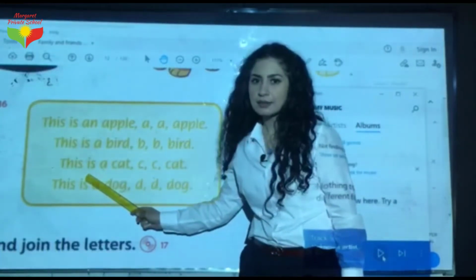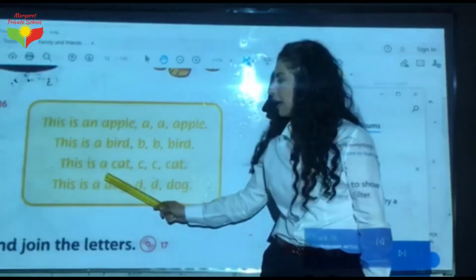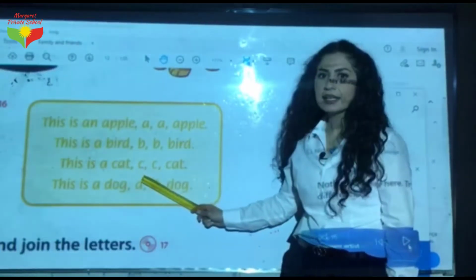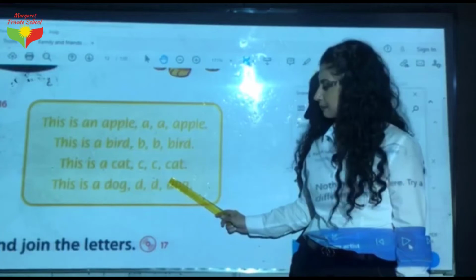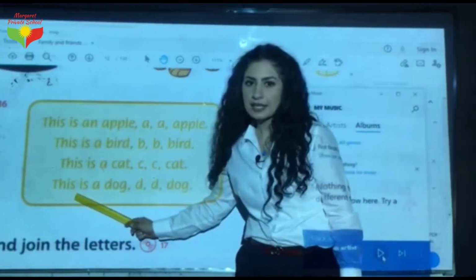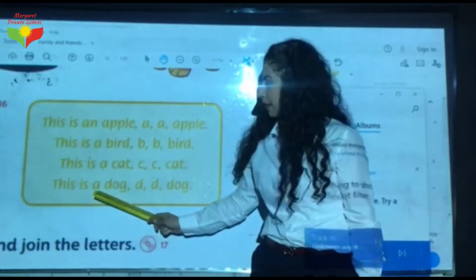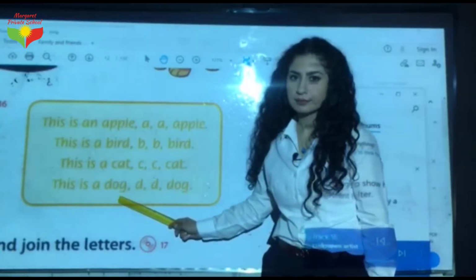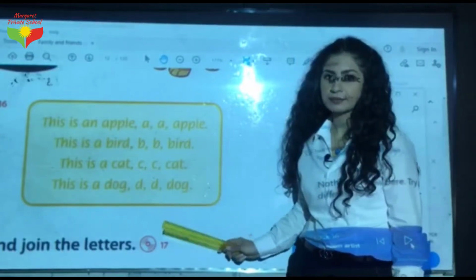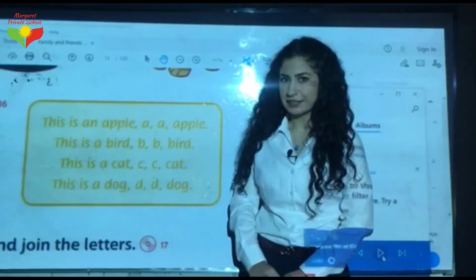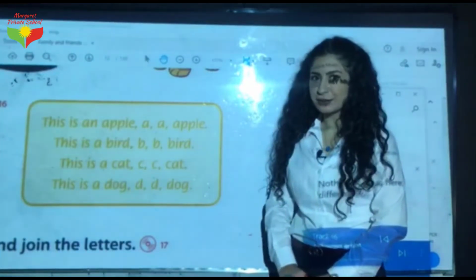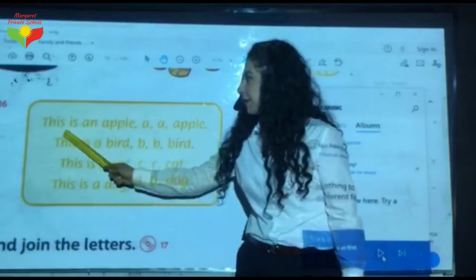This is a cat. Cat. This is a dog. Dog. Excellent, dears. Now we are going to repeat it like the chant. Okay.